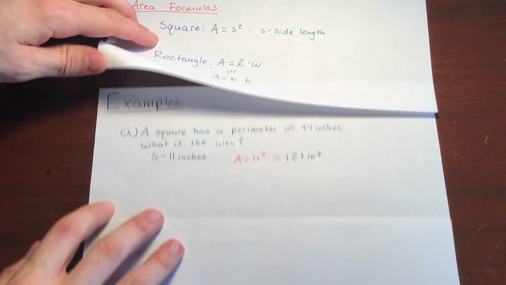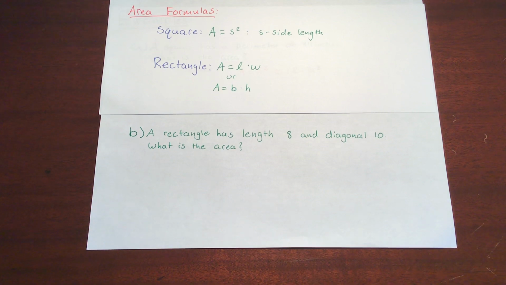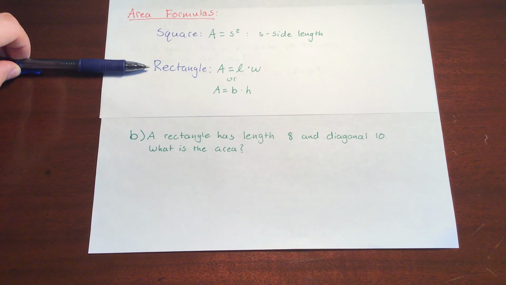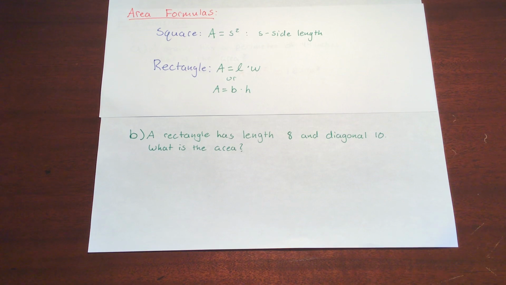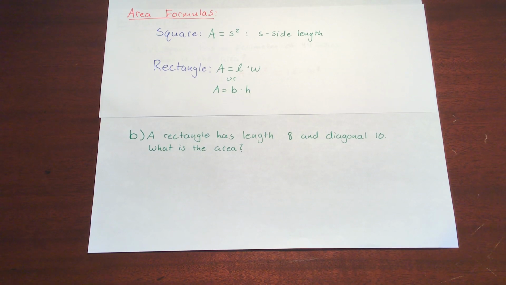Now, we're going to move on to another example. This one's a little bit trickier. Now we're talking about a rectangle. We have a rectangle that has a length of 8 and a diagonal of 10. We want to find what the area is. So we're going to be using our rectangle formula. But since we only know its length and diagonal, we can't do a whole lot with that. We're going to learn about triangles a little bit later, maybe in a couple of days. But for right now, we don't know that formula.